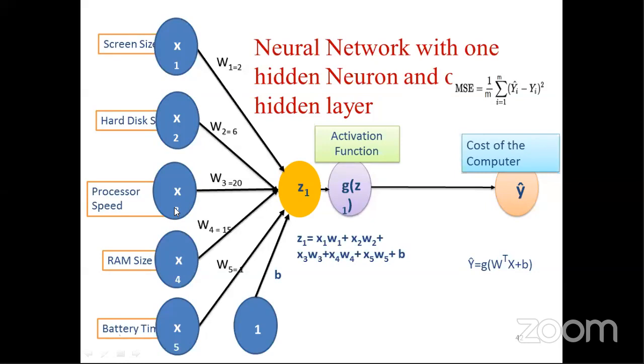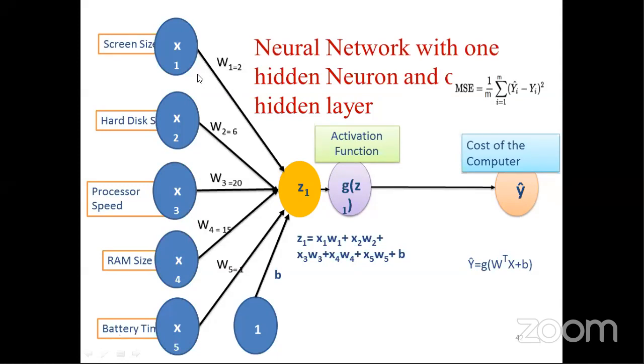So now, what are these weights? I have seen a computer, then you will say it's a large screen, it has a hard disk of this size, but the processor speed is low. Then I will compute the processor speed, it is low, then I will multiply with 20, then I will get a low weight. That means all these things will be coming.